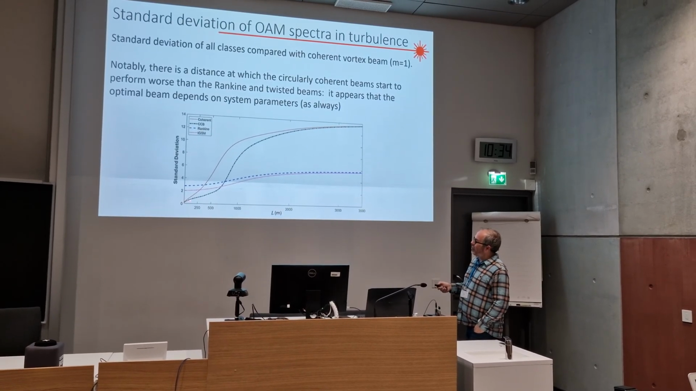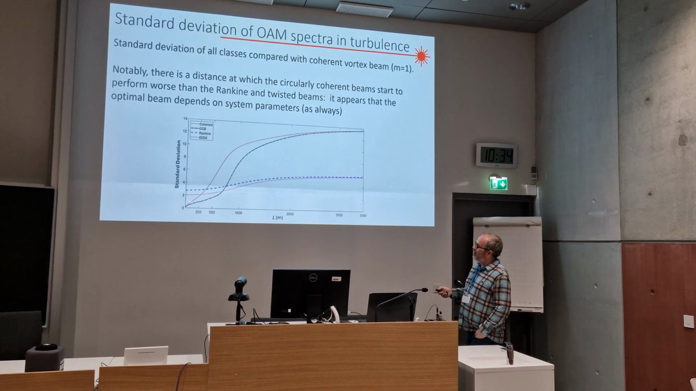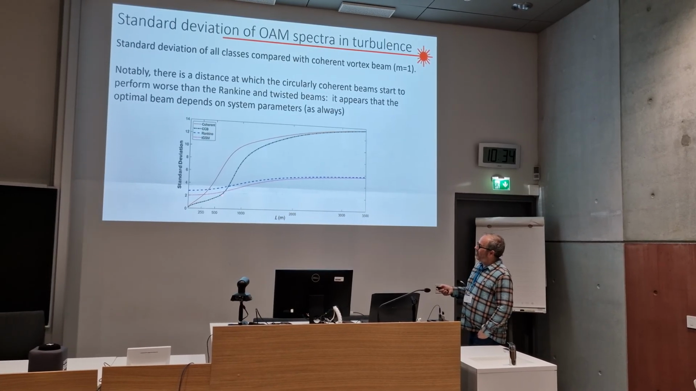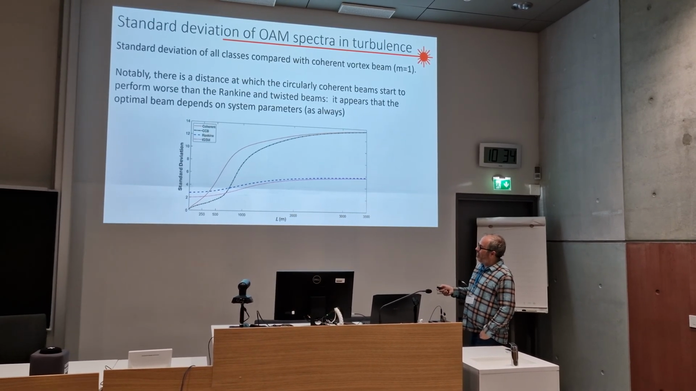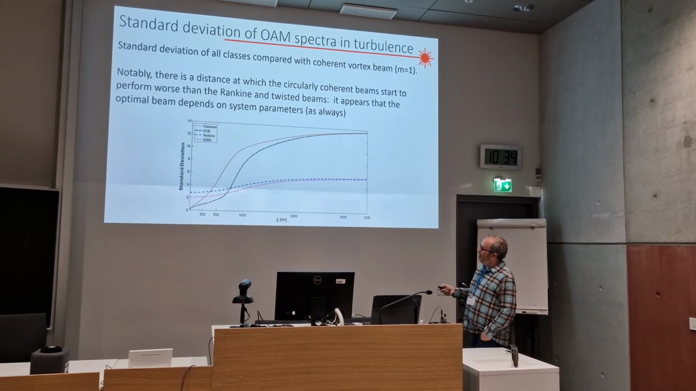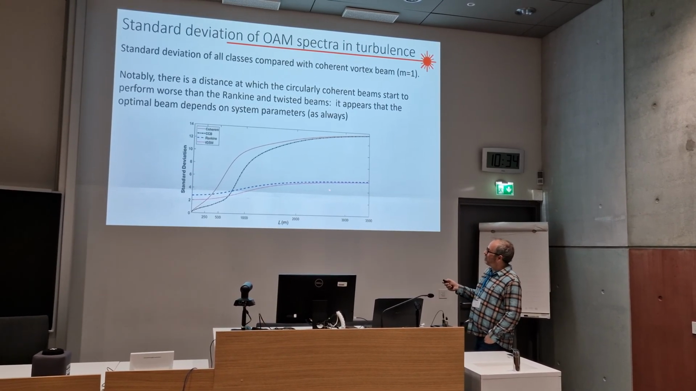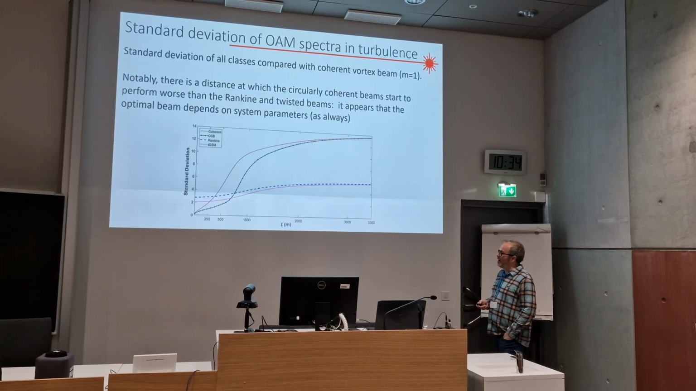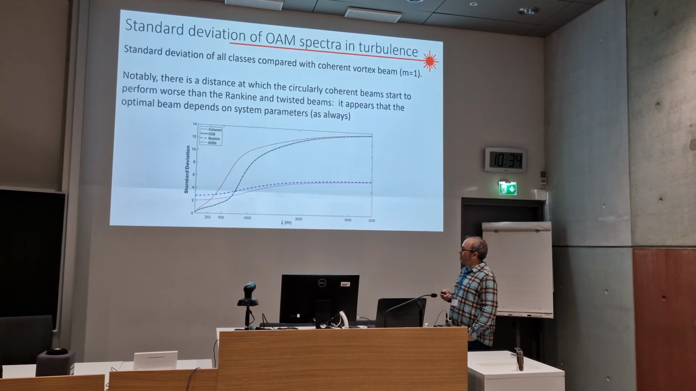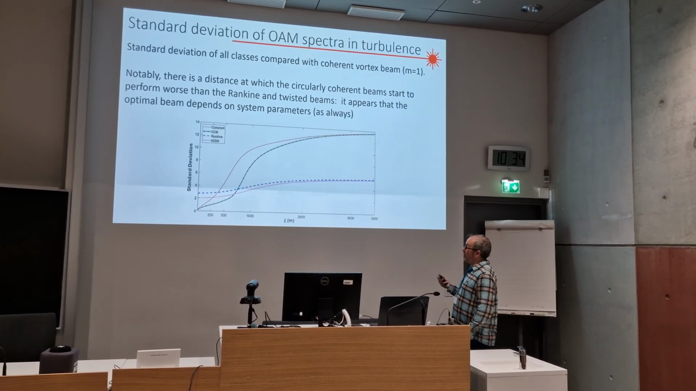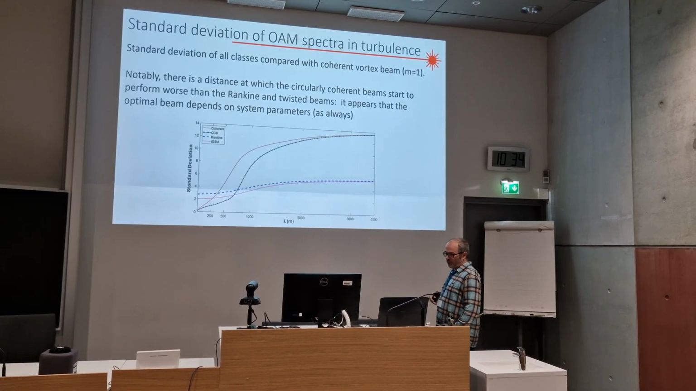Then your circularly coherent beams start off much better than any other case, but at some propagation distance, they end up being worse than the Rankine beams or the twisted beams, which end up being much more robust. So it really does depend on how far you're propagating, what your turbulence strength is, and so forth.